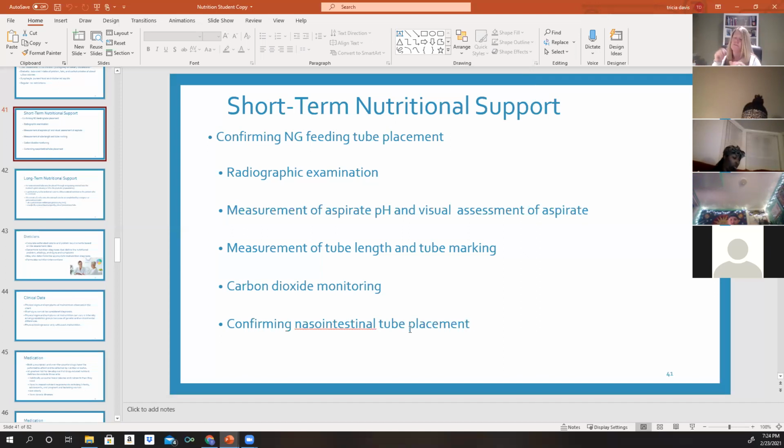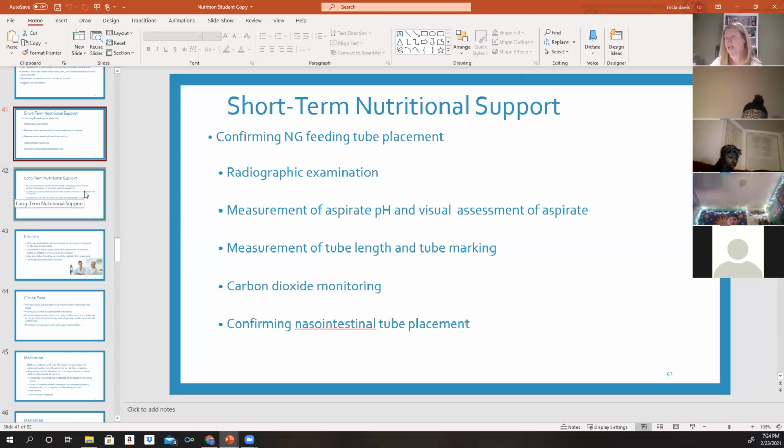You'll use a syringe and pull up about 30 cc's of air, and I put my stethoscope over the abdomen right where I would hear it, and I push really fast and you can kind of hear a swoosh of air. So I do that, and then you can always pull back and check the residual. If you're getting stomach contents out when you pull back, then you're probably in the stomach.